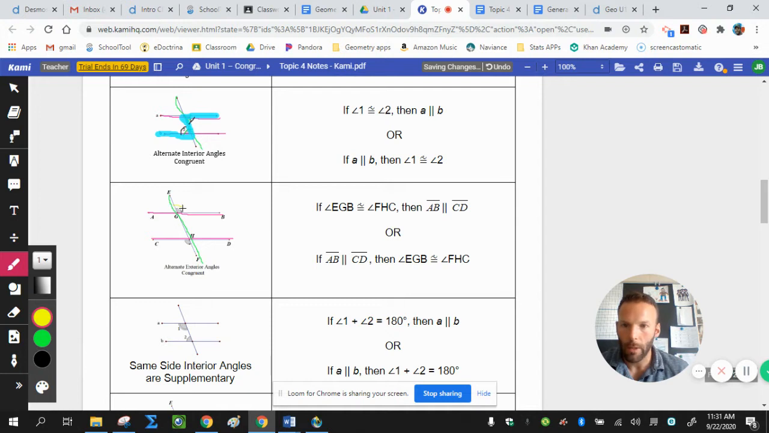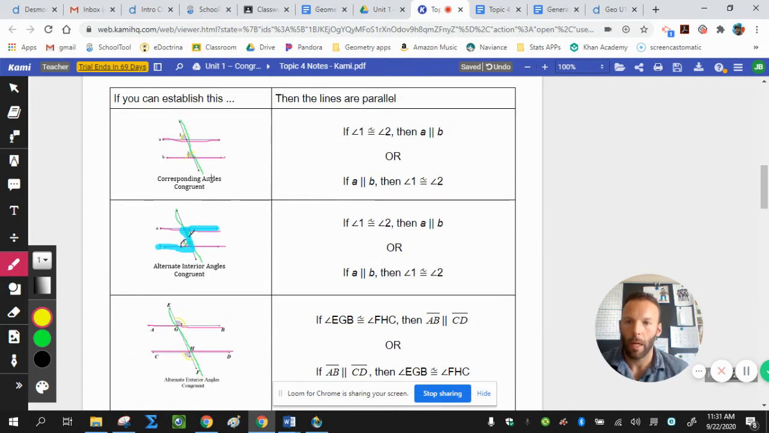This angle EGB is on the right side of the transversal, but outside the parallel lines. This angle CHF is on the left side of the transversal, but outside the parallel lines. So these are alternate exterior angles. And again, if those angles are congruent, then this segment AB is parallel to segment CD, or if the segments are parallel, those angles must be congruent. Alternate exterior angles must be congruent.